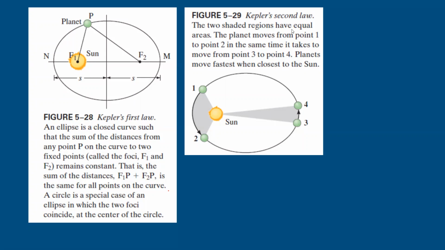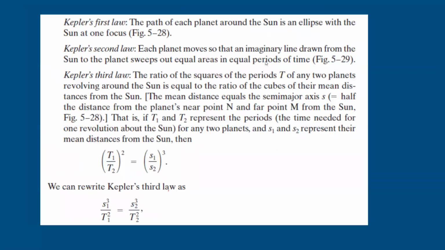So the two shaded regions have equal areas. The planet moves from point 1 to point 2 here, in the same time it takes to move from point 3 to point 4. Okay? Planets move fastest when closest to the sun. So that's why I said it is fastest at perihelion. Okay, so that's it. So this one, sweeping equal areas in equal periods of time.